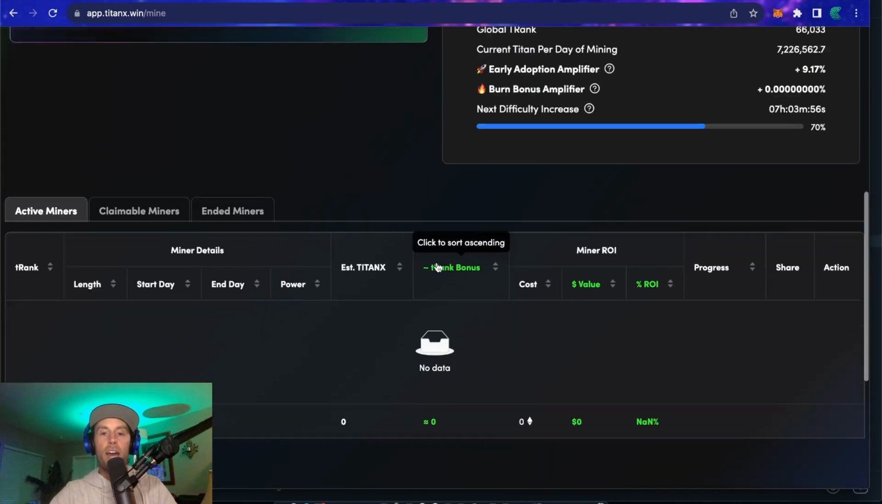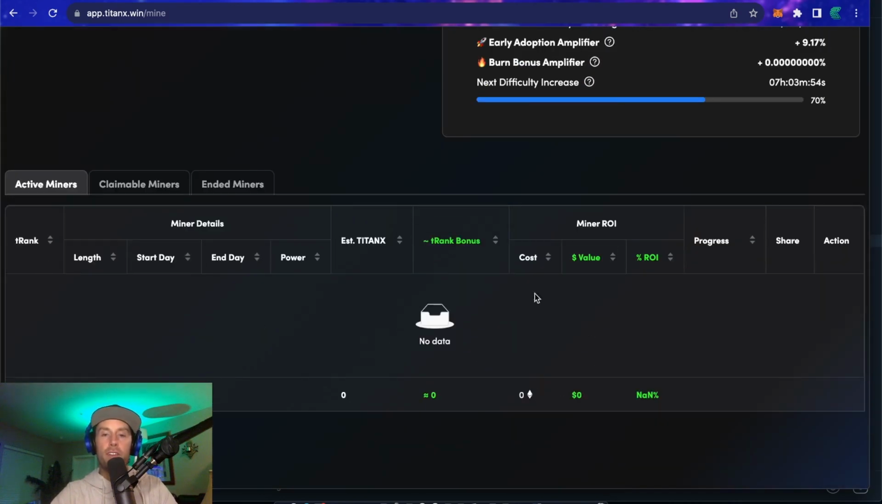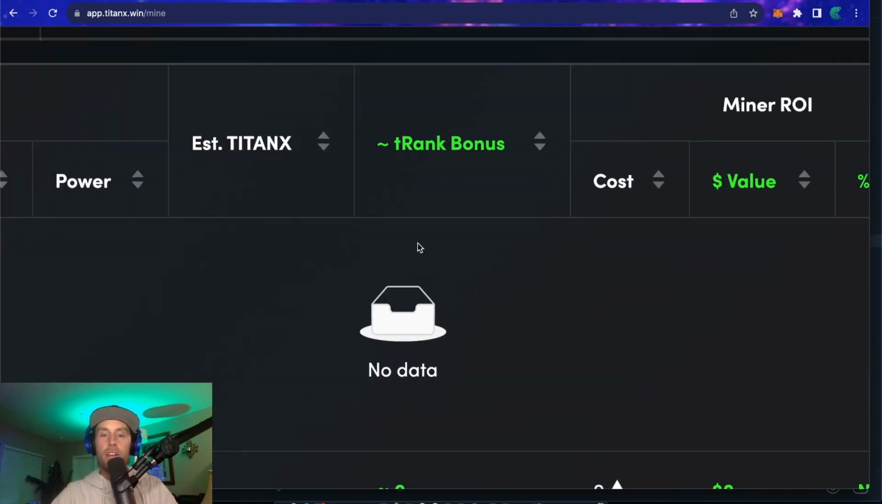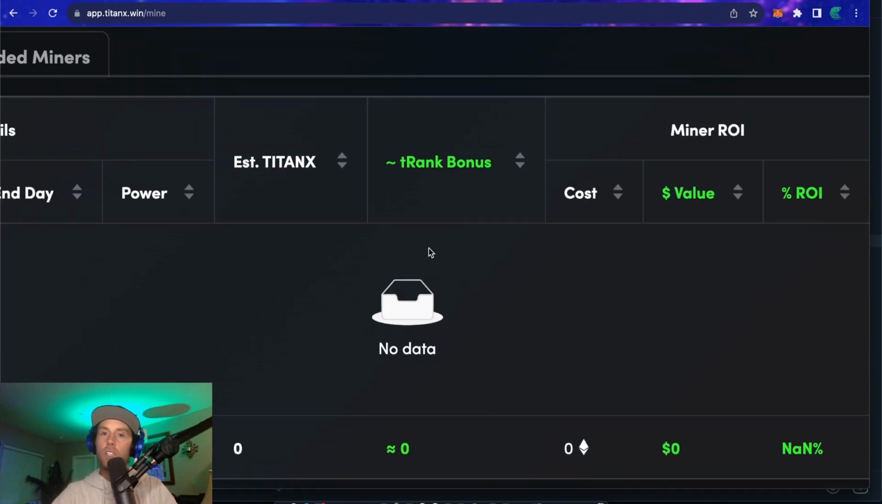Now, when you have come down here and you do have your miners going, you're going to see the length of time, you're going to see the start date and the end date, which is great. What's really cool too is you're going to notice these numbers right in the middle here that are going to start showing up, and you're going to see them increasing. Now, this is your T rank bonus.